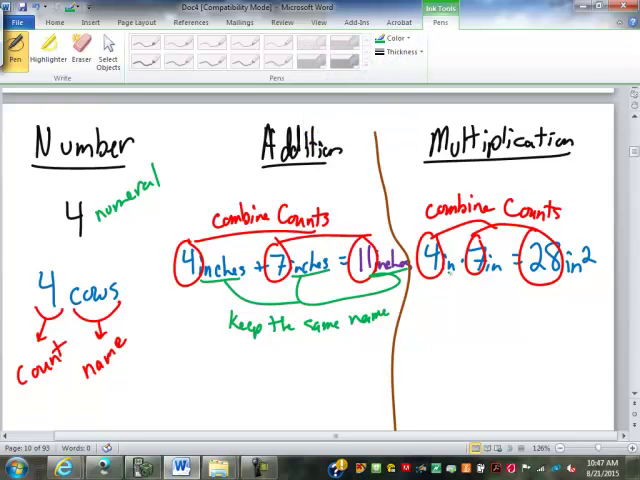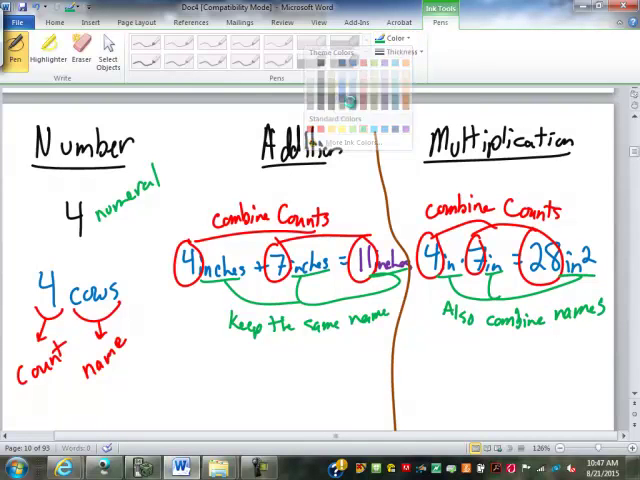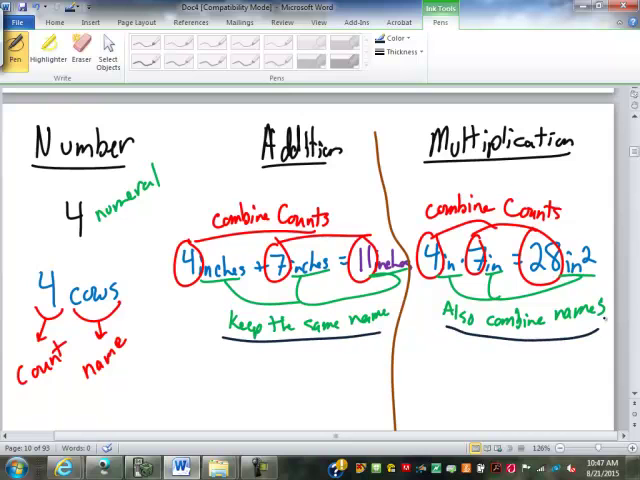The difference comes in the names. We had inches and inches, and it became square inches. So when we multiply, we also combine the names. That doesn't seem like much of a difference, but it actually is huge. That little difference there between addition where we just keep the same name, and multiplication where we also combine the names, defines how we do our processes of addition and multiplication in all of our different forms of numbers.